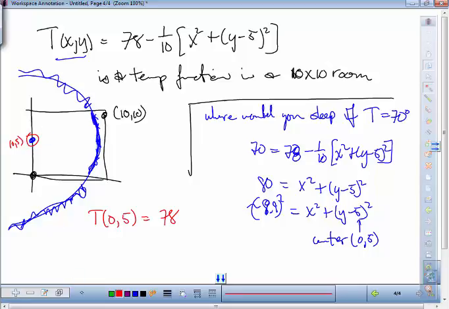And then it looks like as you go further and further out, you're going to get colder and colder. Right? So over here, your temperature is going to be less than 70 degrees. So where do you think the heat source is? At the center over here, that's where it's warmest, right?